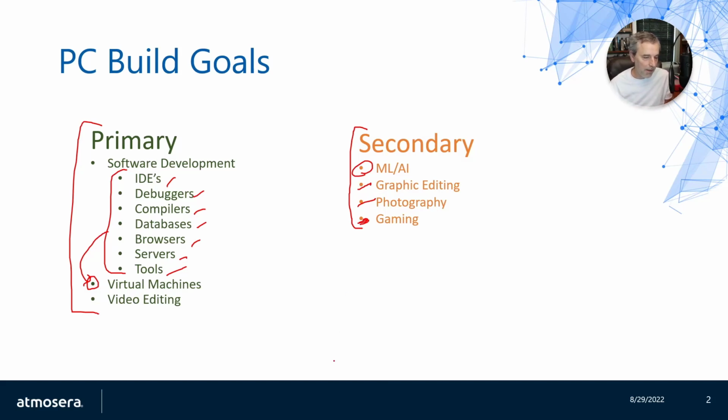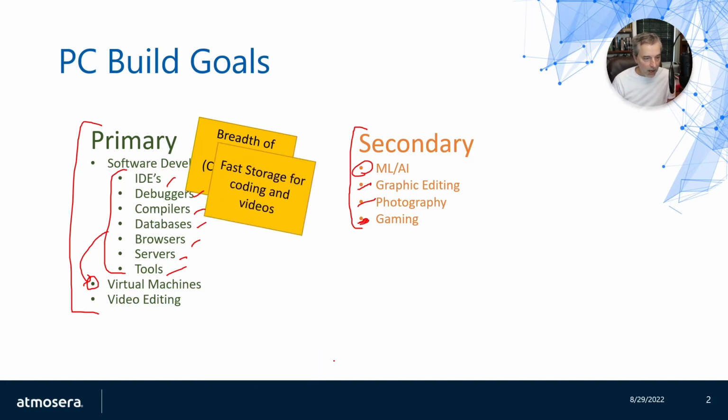Now to make this all happen, I basically need a machine that has breadth of compute. And by that, I mean lots of CPU threads and lots of RAM. And I'll dig into what I mean by breadth of compute in another slide. And then I also need fast storage for coding and videos.